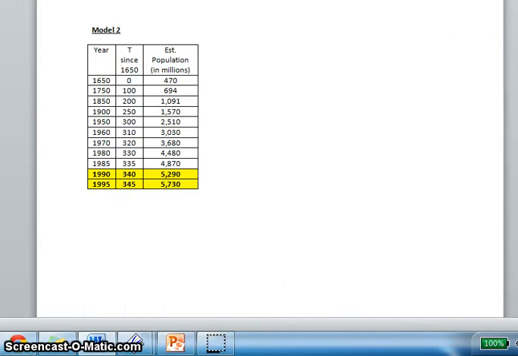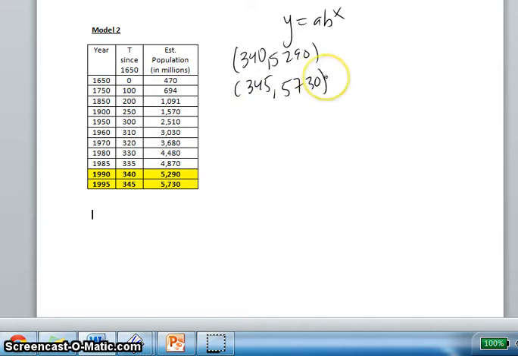Okay, so with model number 2, what we're going to do here is choose 2 different points to create our equation. Remember again, where y equals ab to the x. This time I'm choosing 2 points that are closer in time to where we are in this current year, which are 1990 and 1995. So that means the 2 points I'm using are 340, 5290, and 345, 5,730.